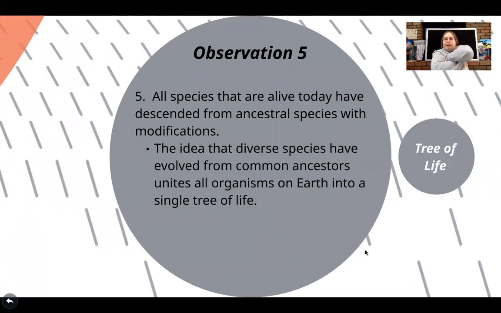And observation number 5: all species that are alive today have descended from ancestral species with modifications. So that idea of modifications is what we've been talking about, that there are slight changes to traits within the population, and whichever version of those traits helps an organism to better survive, those are the ones that are passed on.